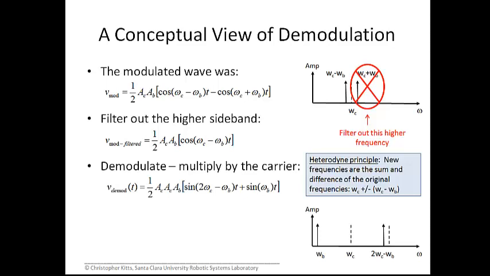And now to demodulate, all I do is I multiply once again by the carrier wave, just like I did at the beginning. So I modulated the baseband wave by multiplying it by the carrier. Now I'm going to demodulate the modulated wave by multiplying it by the carrier. So I have the filtered modulated wave in the second bullet, and now in the third bullet I'm multiplying that once again by the carrier wave. And when I do that, I generate two new frequencies. And those frequencies are the sum and difference of the frequencies that I'm modulating.